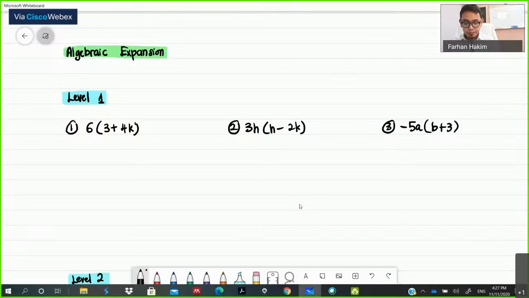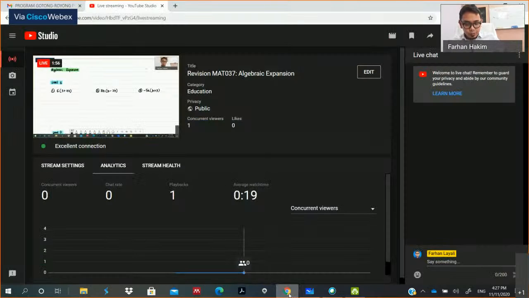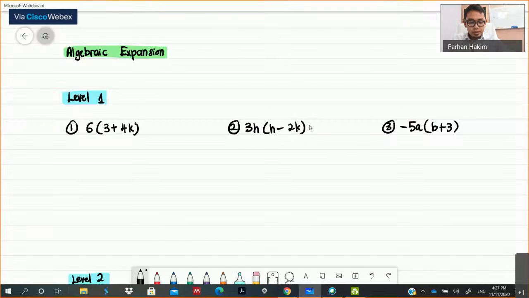All right. So in today's video, I'm going to show you a kind of revision on the topic of algebraic expansion for algebra. So we start with this algebraic expansion. We have three levels here. So let's go to level number 1 first.